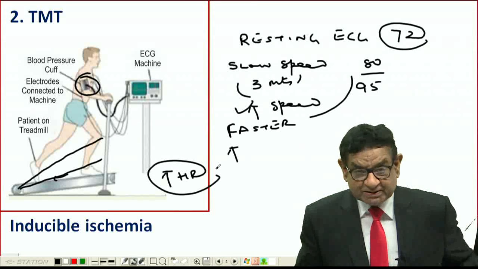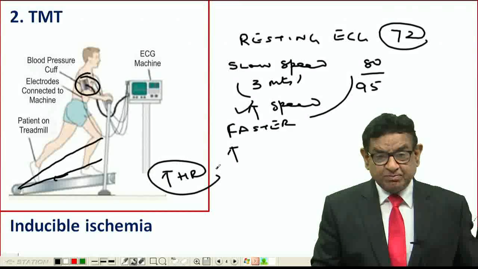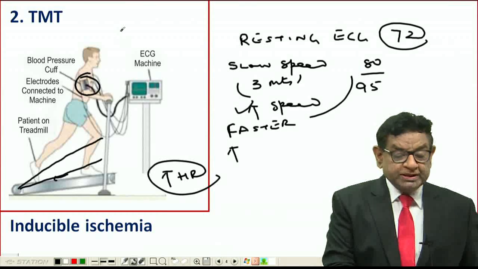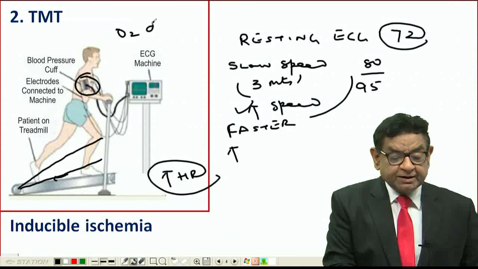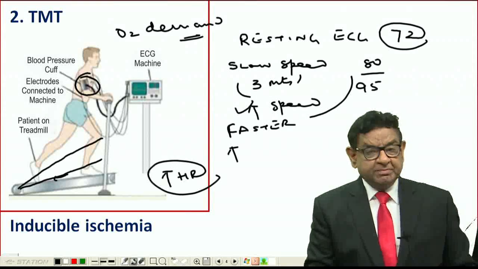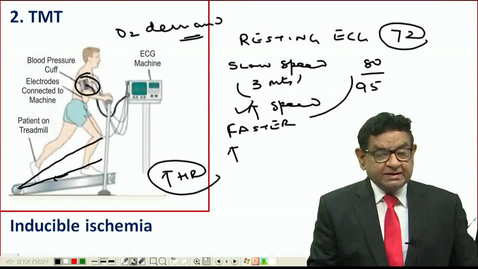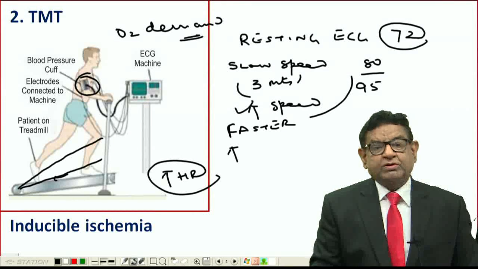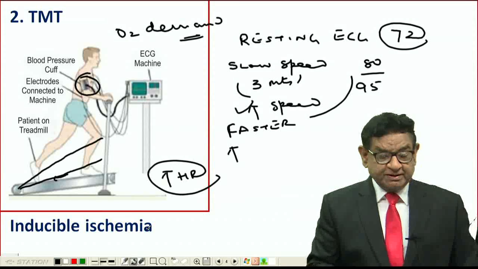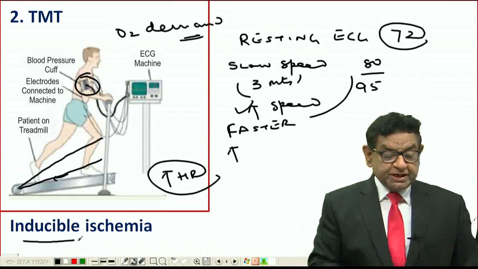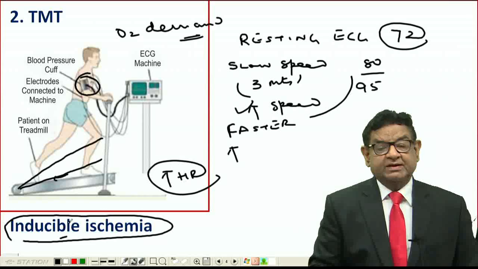Now we know the basic principle we discussed in lecture number 1: the more the heart rate, the more is the oxygen demand. But as there is some obstruction, the demand is more but supply cannot increase, and that will lead to ischemia. The word we use is inducible ischemia.